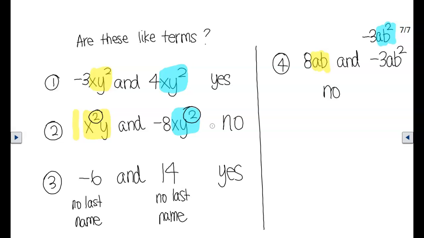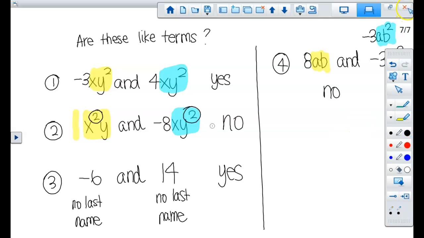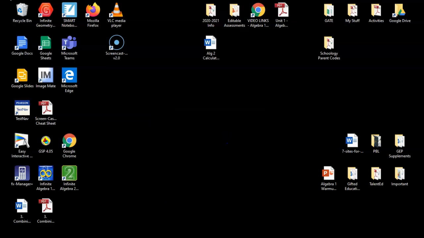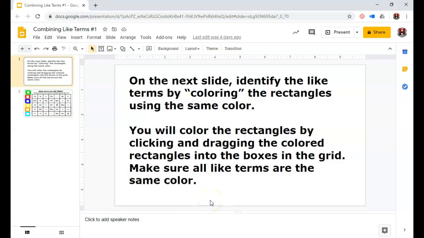Now, before I leave you to do your assignment, I want to show you what today's assignment is going to look like. I want to kind of explain to you what you're going to be doing with it. So let me real quickly close out of this and then get over here to the computer. When you open up today's assignment, this is what it's going to look like. It is a Google Slides assignment. And these are the directions.